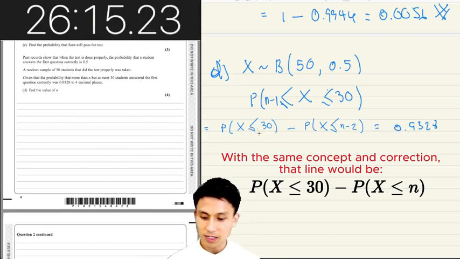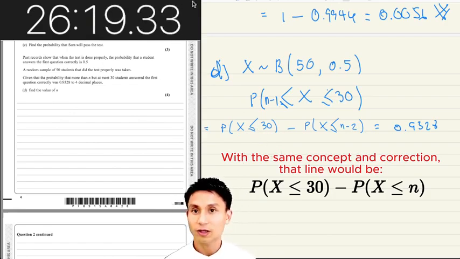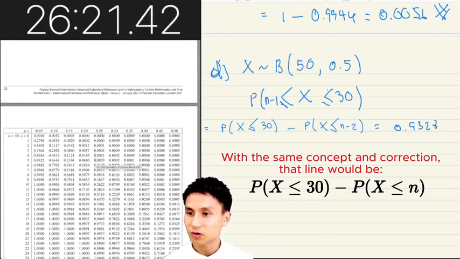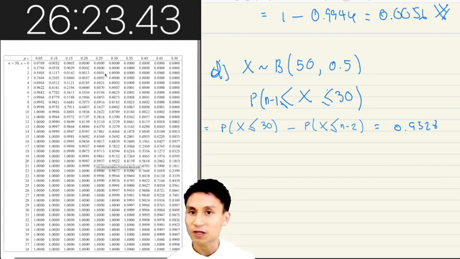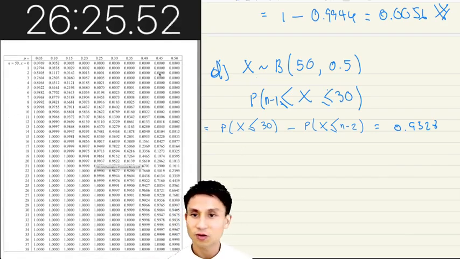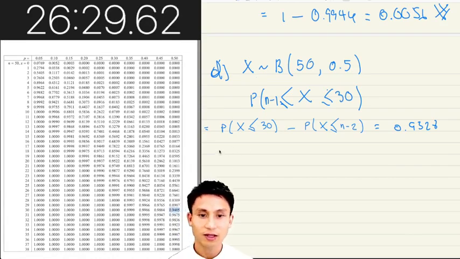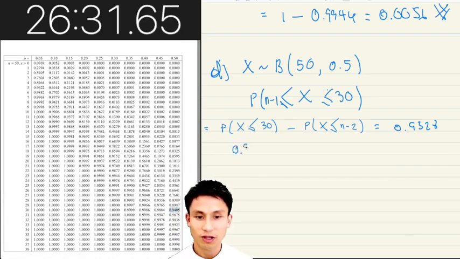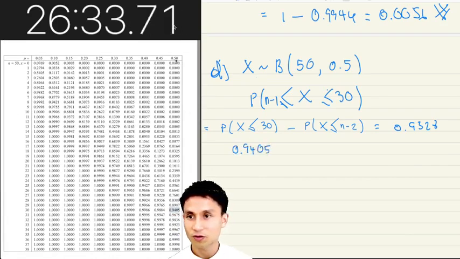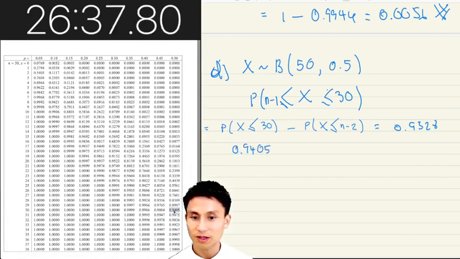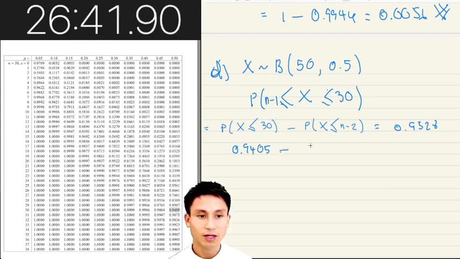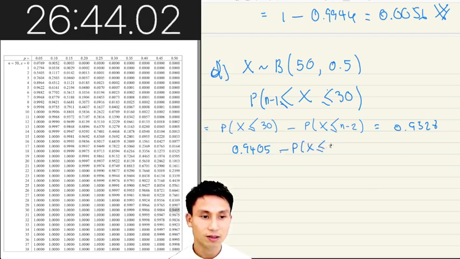So this one, p less than or equal to 30, where n is equal to 50. Yeah, we do have 50 and 0.5. So less than or equal to 30, that's quite high. So I'm going to plug that in: 0.9405. So n being 50 and 30 being the x. Okay, minus, I'm going to just keep that.